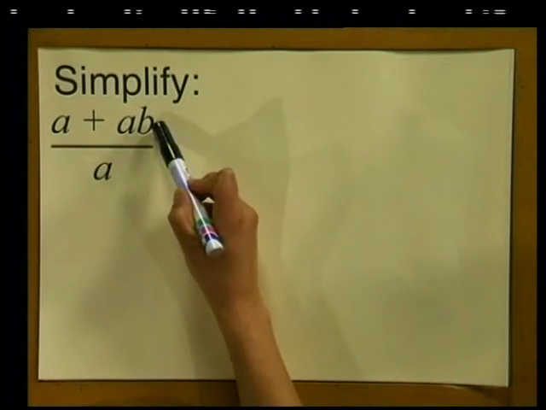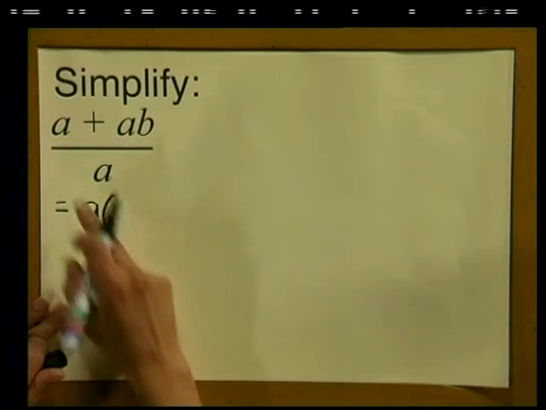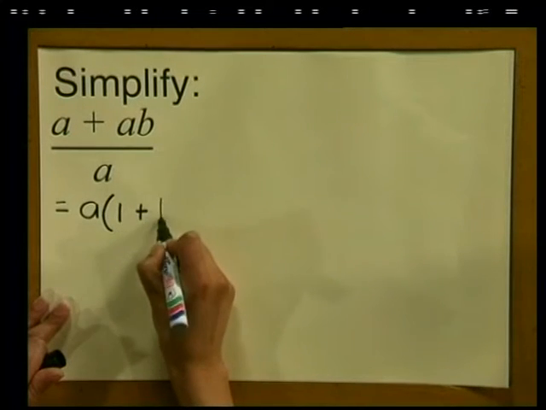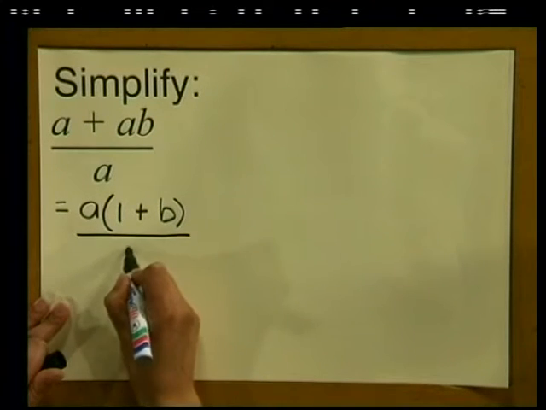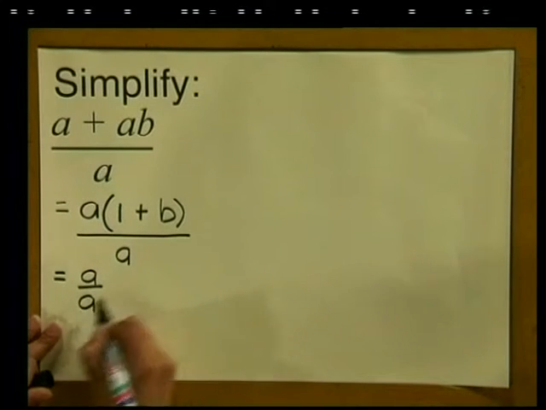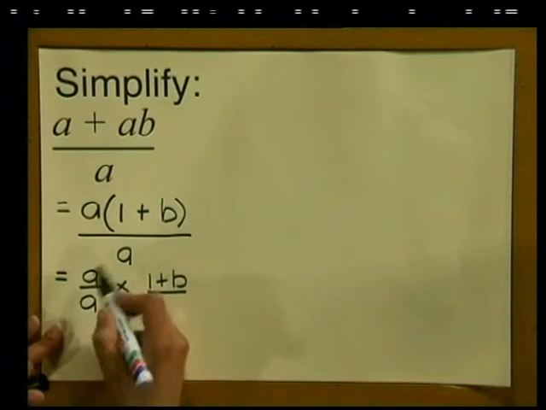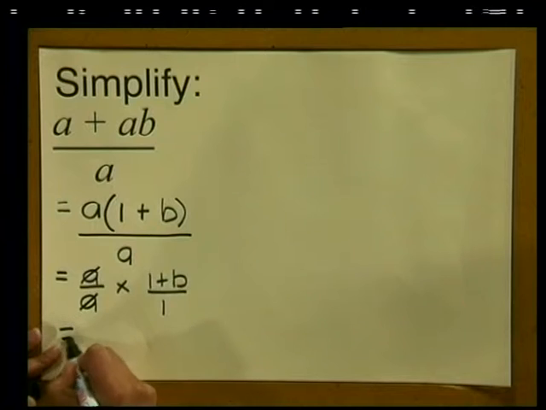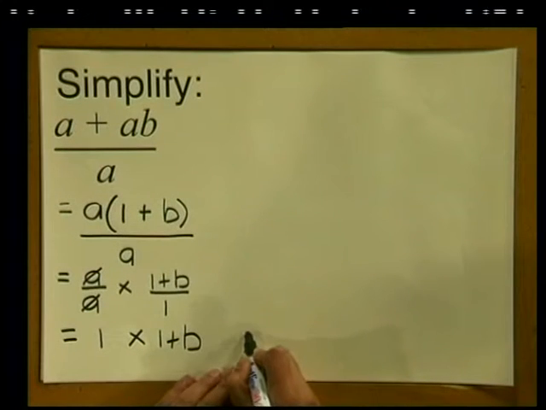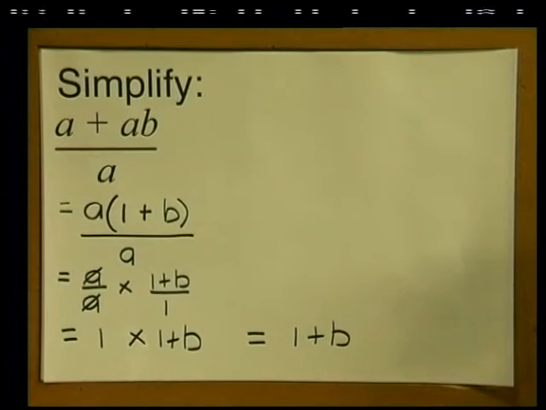Firstly, we factorize the numerator by taking out the common factor, which is A. Now, A into A, we are left with 1, plus A divided into AB, we are left with B. And this is all divided by A. Now, another way to write this is A divided by A times 1 plus B divided by 1. And what we should notice is that the A's cancel out, and we are left with 1 times 1 plus B. And this can be written as 1 plus B, which is the simplest form of the fraction.